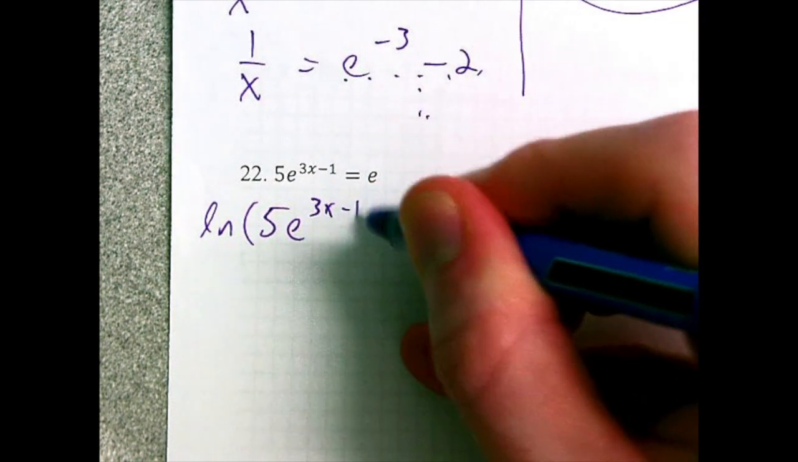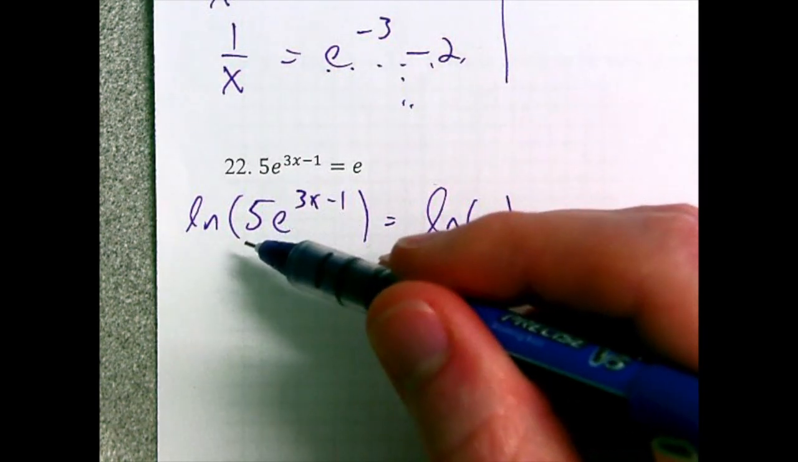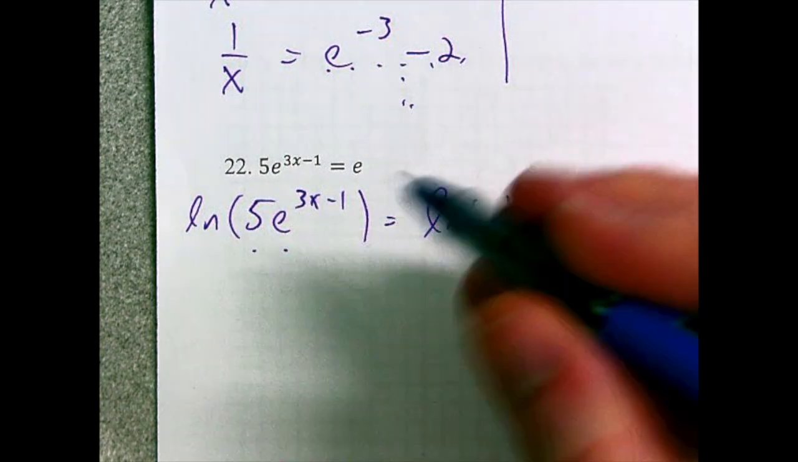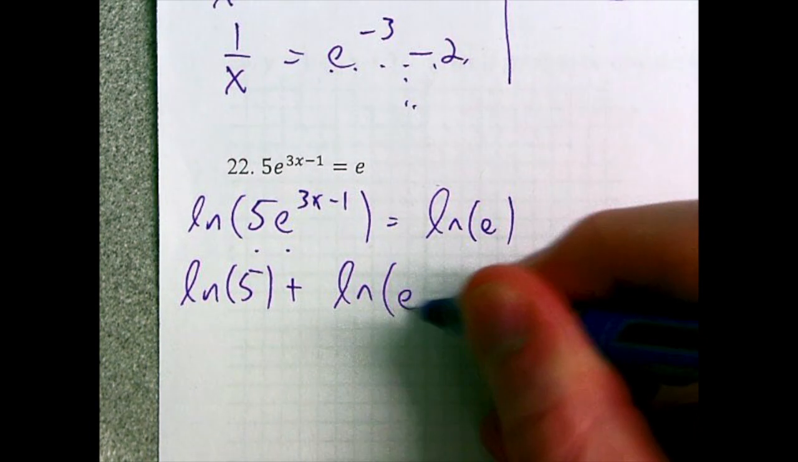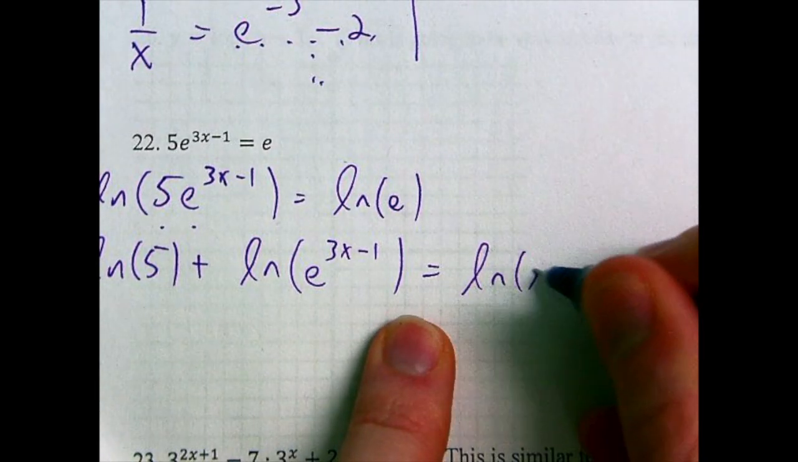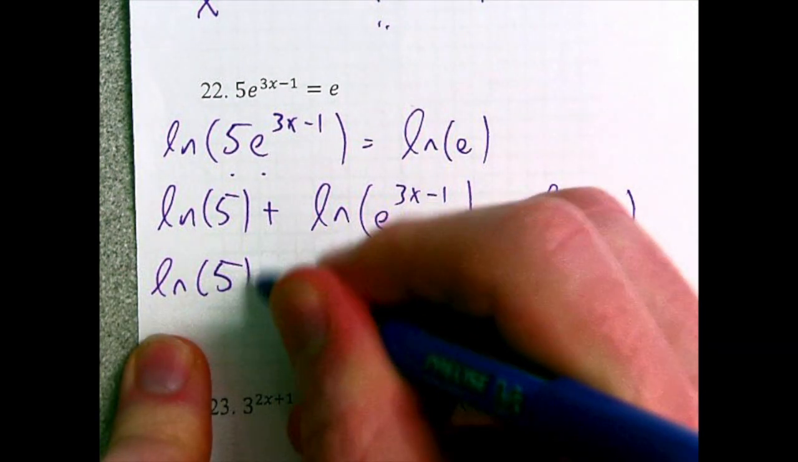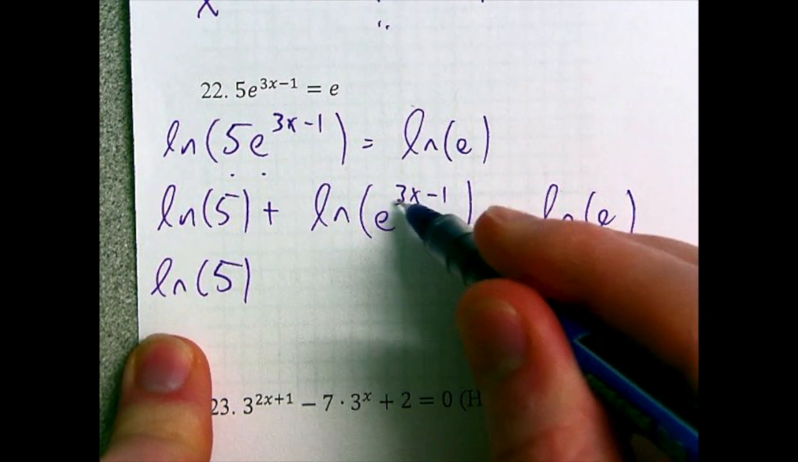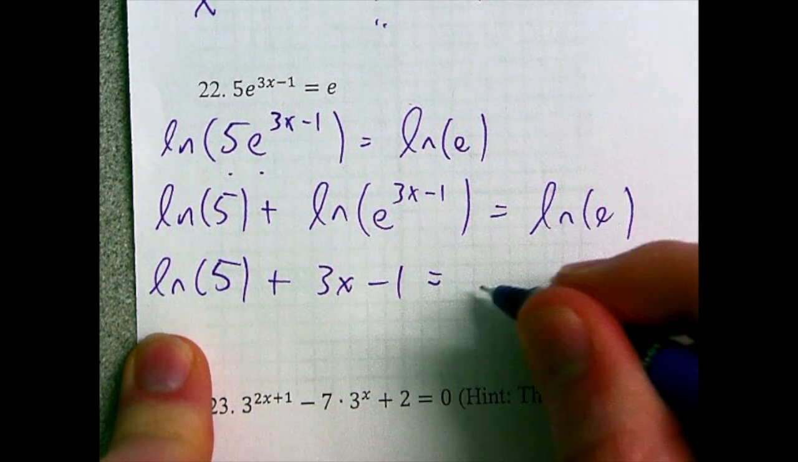5e to the 3x minus 1 is equal to the natural log of e. Here you have a product, 5 times e to the blah, blah, blah. So you need to rewrite that as ln of 5 plus ln of e to the 3x minus 1 equals ln of e. A lot of this stuff is going to clean up. Natural log of 5 just is what it is, but natural log of e to the 3x minus 1 is just 3x minus 1. Natural log of e is just 1.